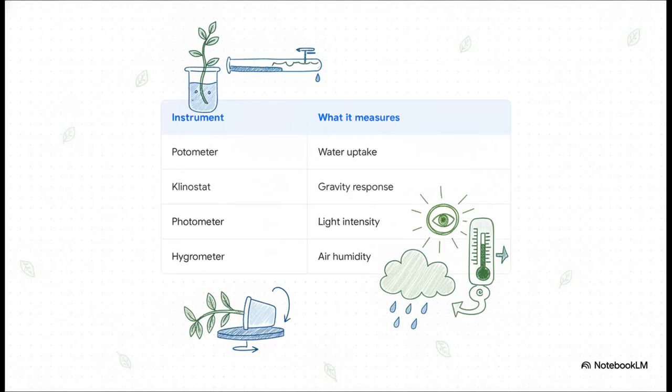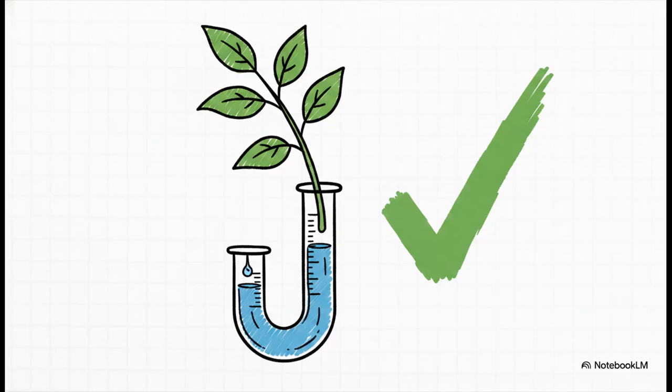All right, here is your ultimate cheat sheet. Go ahead and take a mental screenshot of these 4 instruments side by side. You've got the potometer for water uptake, the klinostat for gravity responses, the photometer for light intensity, and the hygrometer for air humidity. Having this clean, simple mapping in your head is a fantastic shortcut. Whenever these instruments pop up in your future tests, you're going to be able to match them instantly without second-guessing yourself at all.